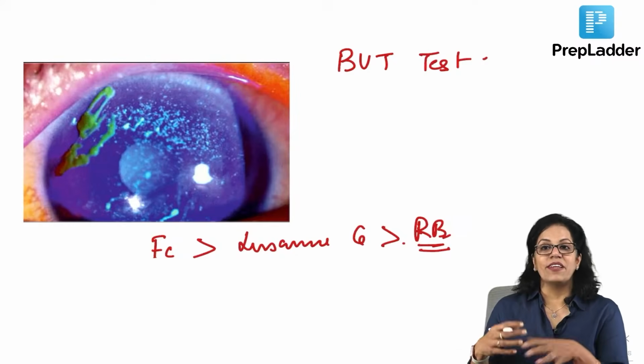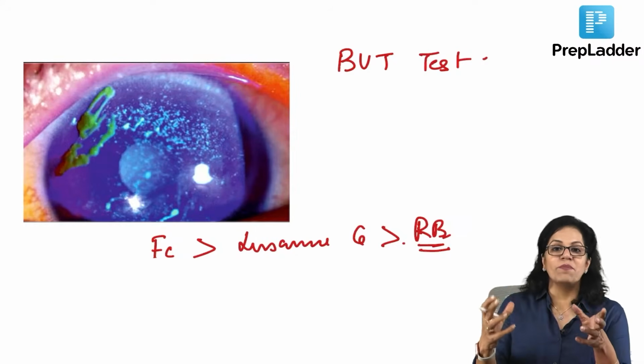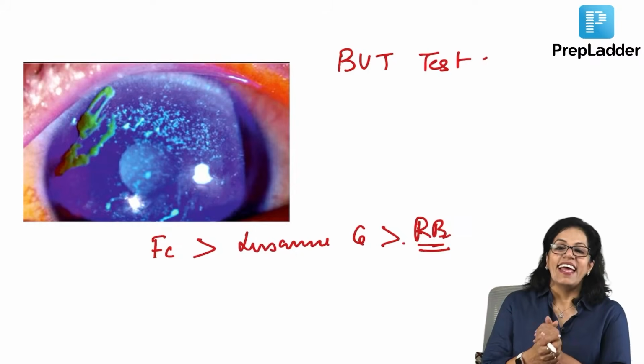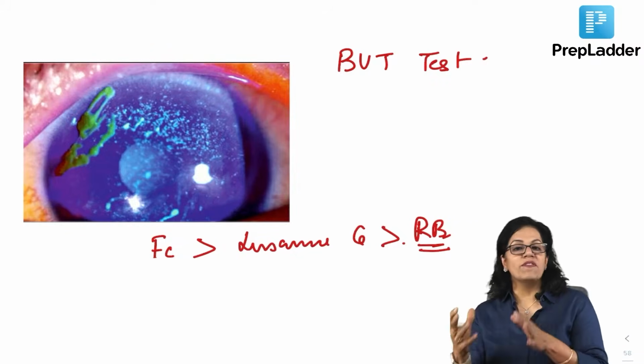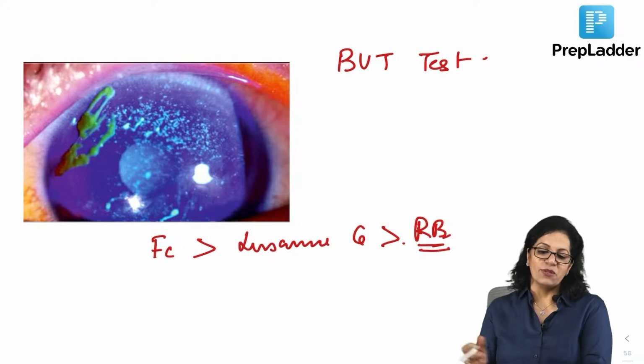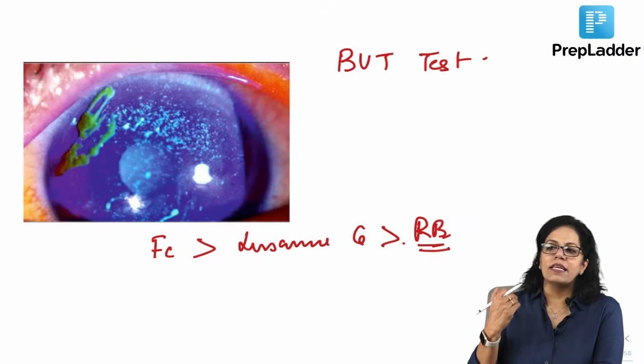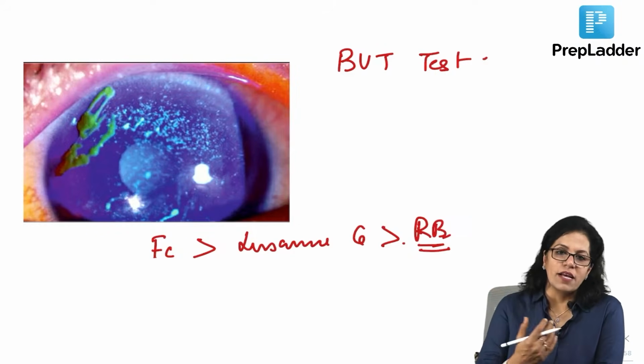So, it is still very confusing what intention the examiner had in asking that question and what should be answered, because if we think one way, fluorescein should be first. If we think the other way, Lissamine green should be first. But let us go more towards practical, then we should answer fluorescein.